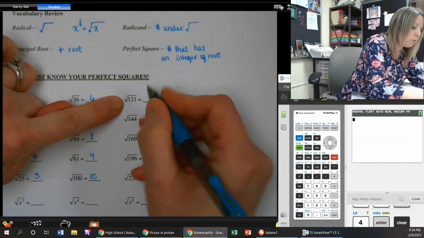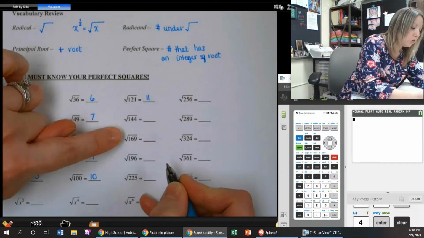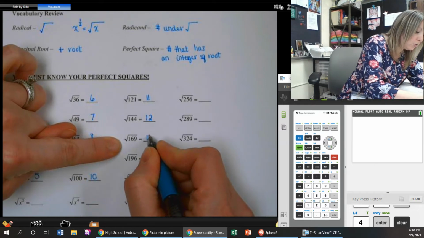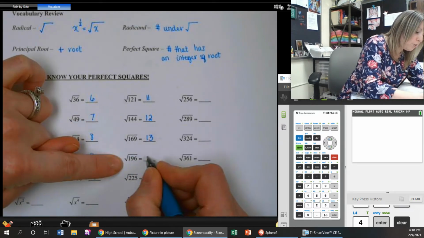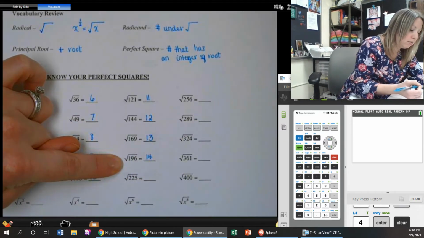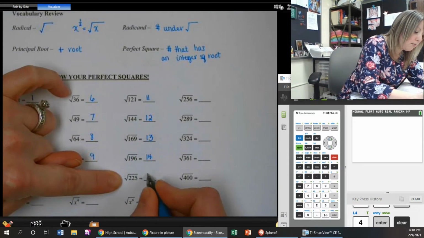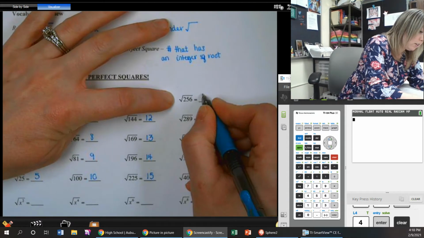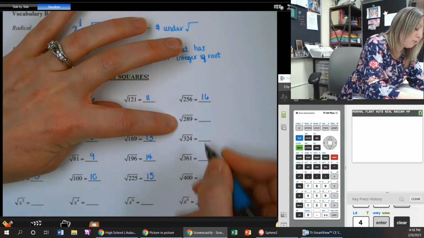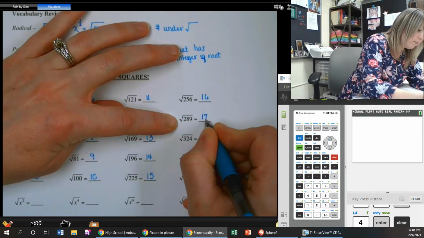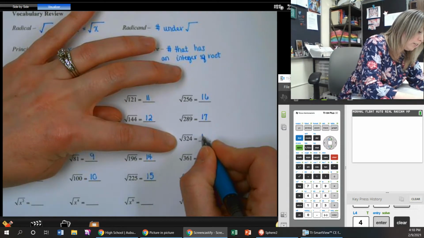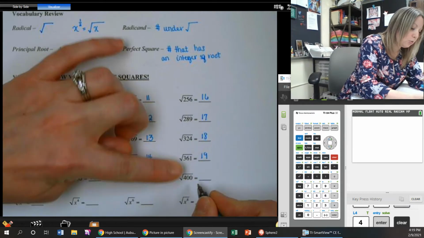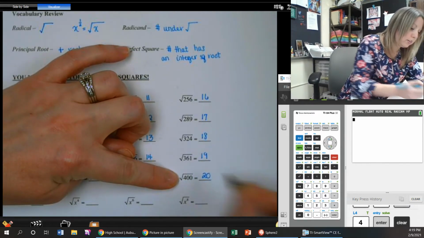The square root of 121 is 11. The square root of 144 is 12. The square root of 169 is 13. The square root of 196 is 14. The square root of 225 is 15. The square root of 256 is 16. The square root of 289 is 17. The square root of 324 is 18. The square root of 361 is 19. And the square root of 400 is 20.